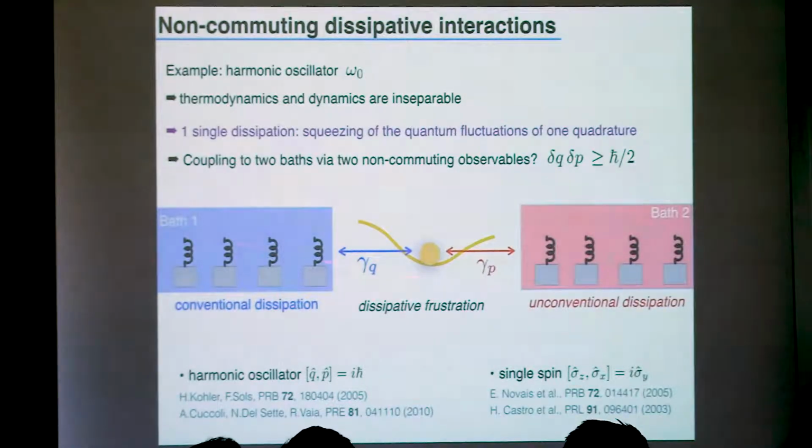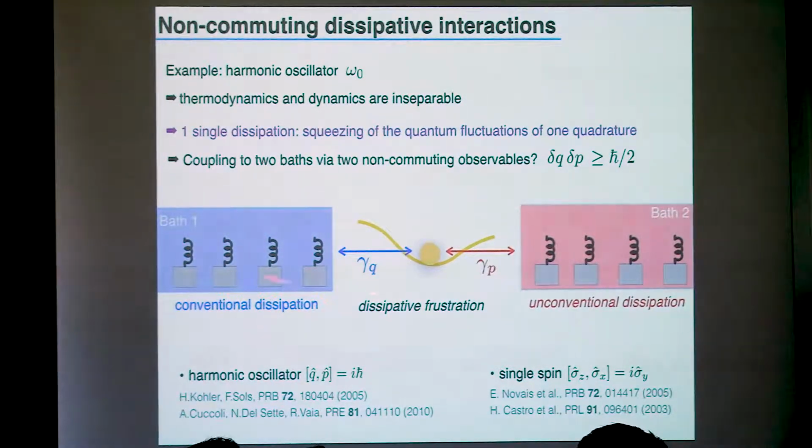So the interesting question is now, what happens when we have two baths? One bath is coupled to the position, and one bath is coupled to the momentum. So you have some ohmic friction for these two quadratures. And now the answer is not trivial, because you cannot quench simultaneously the position and the momentum.